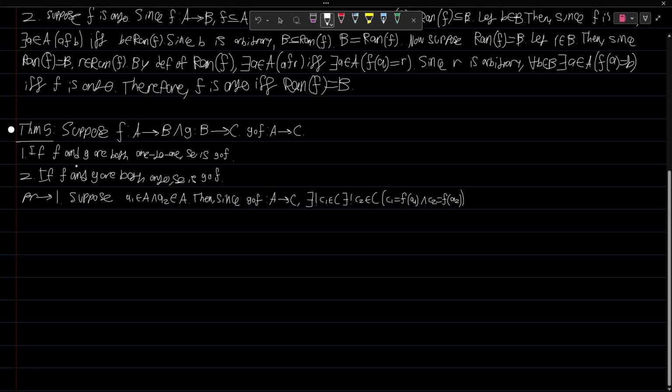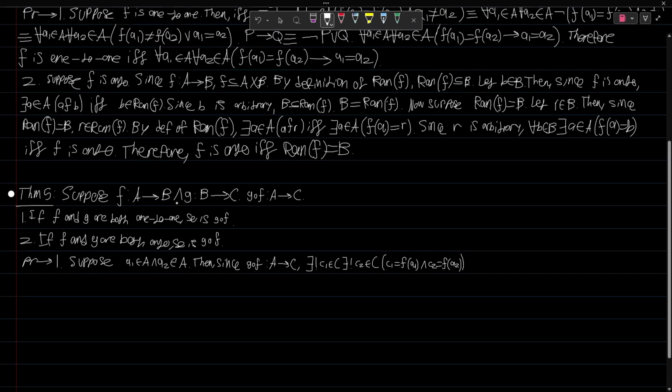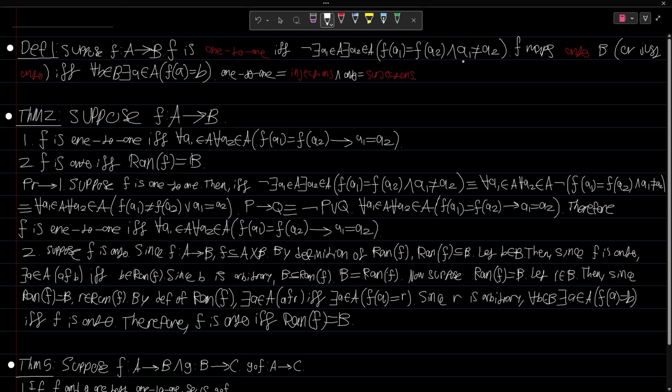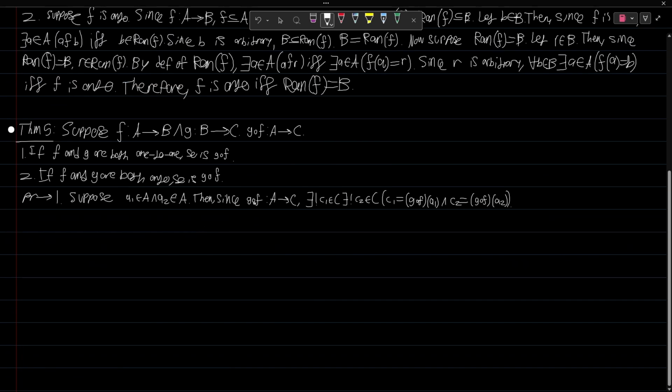So to prove this first statement, we start by supposing that a1 is in A and a2 is in A. And I think you can see where I'm going with this, where I suppose that a1 and a2 are arbitrary elements of A. Then I prove the positive statement of 1 to 1. Anyway, since g after f is a function from A to C, then g after f of a1 and g after f of a2 must exist in C. That's all this is saying.